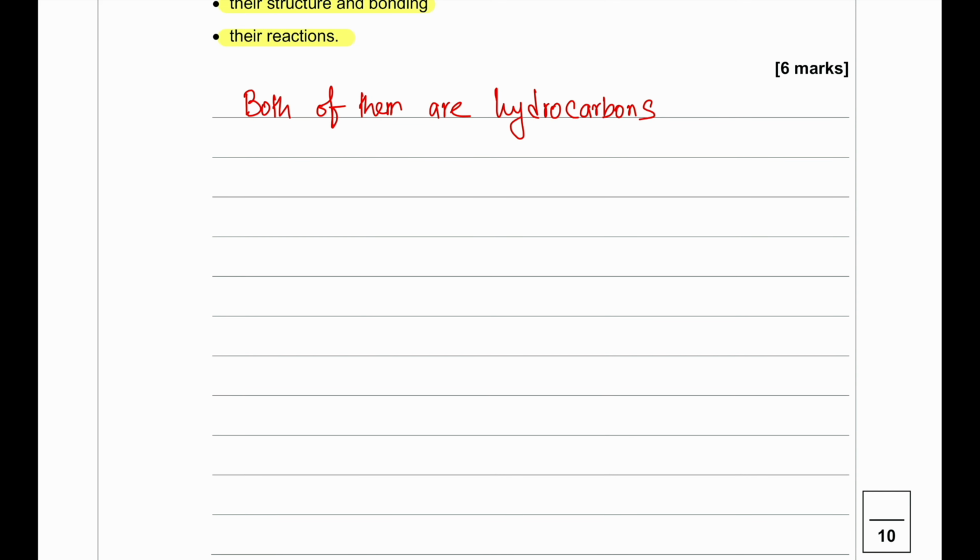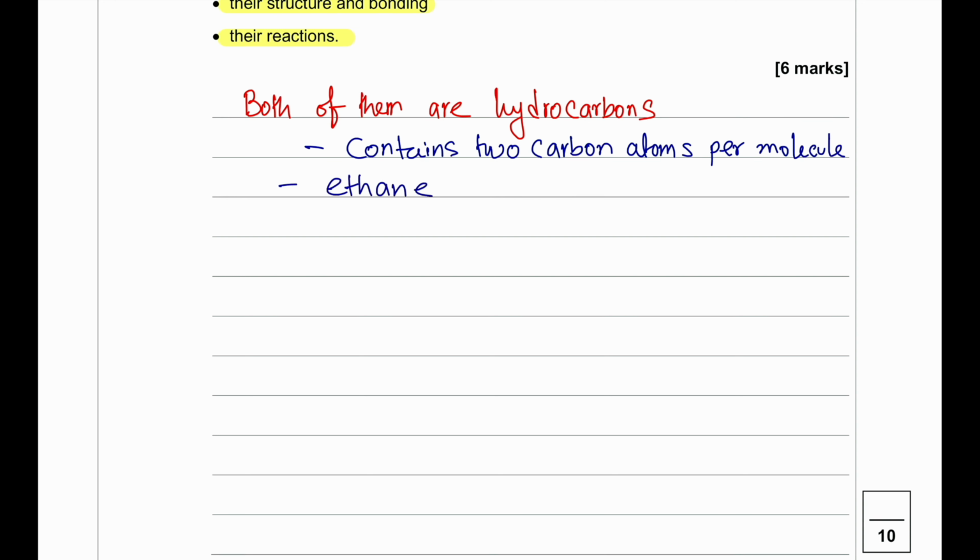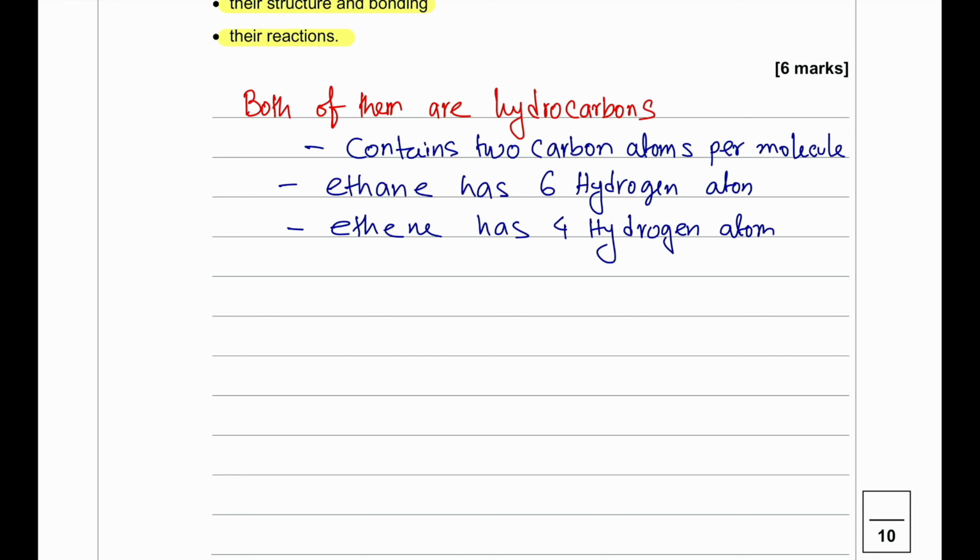So both ethane and ethene are hydrocarbons. They contain 2 carbon atoms per molecule. Ethane contains 6 hydrogen atoms per molecule, whereas ethene contains 4 hydrogen atoms per molecule. Both have covalent bonds. Ethane contains a single carbon-carbon bond, whereas ethene contains a double bond between the carbon and carbon. Both contain C-H bonds, and both of them are small molecules.